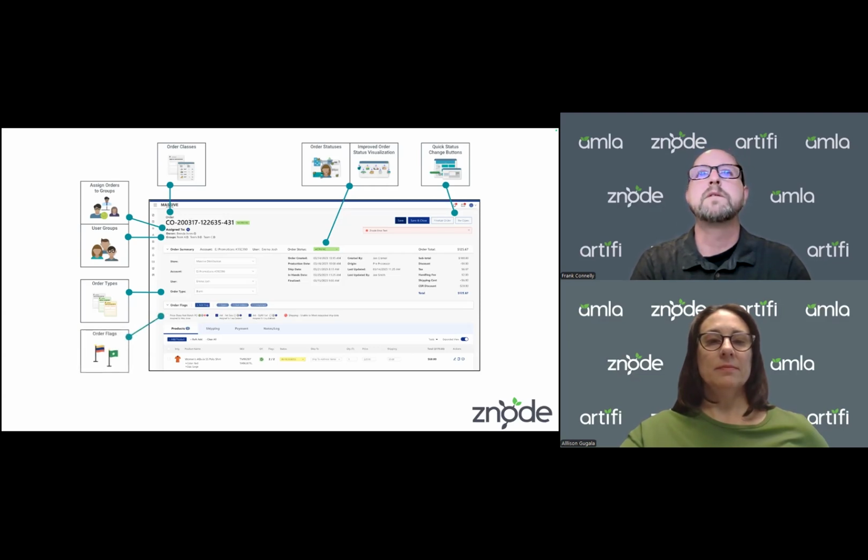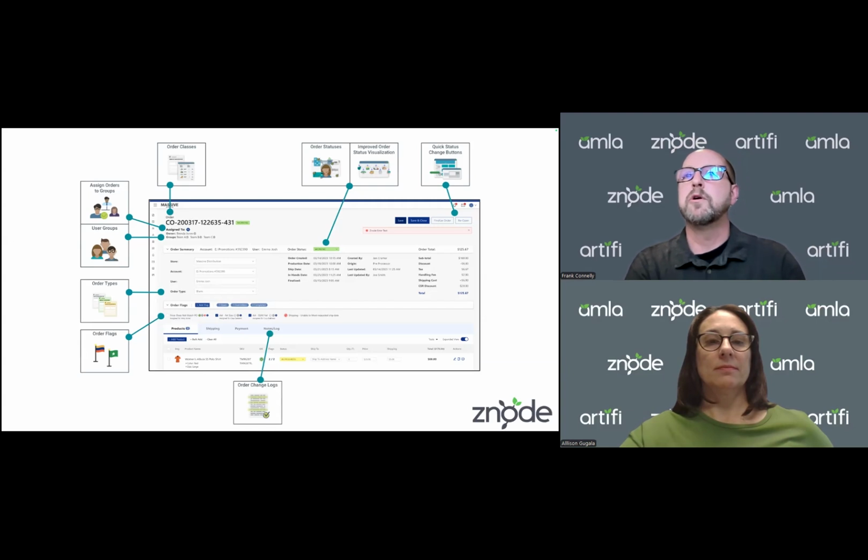Order flags are the workflow items. So once it's set up, the team can essentially see the flags that came along with that particular order type, or they can add additional flags if they need to. Let's say, hey, this person needs to do a credit check. They can add that credit check flag on the fly as well.